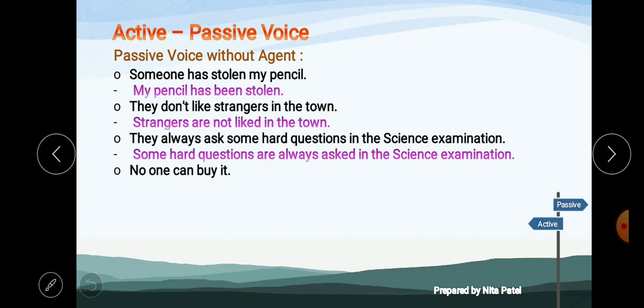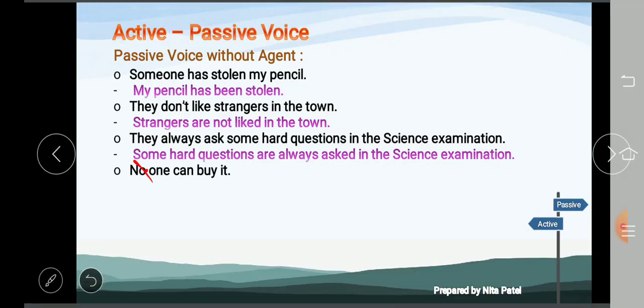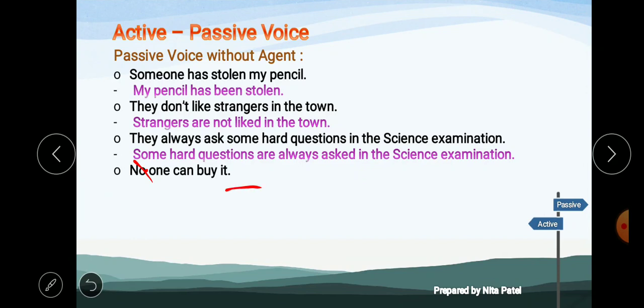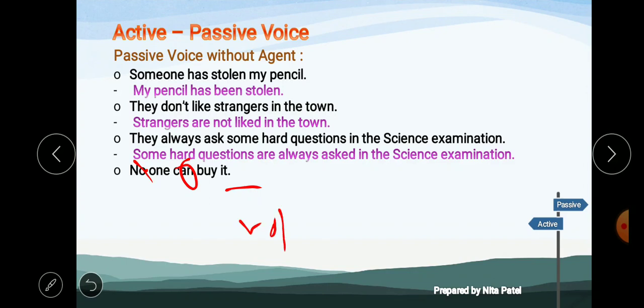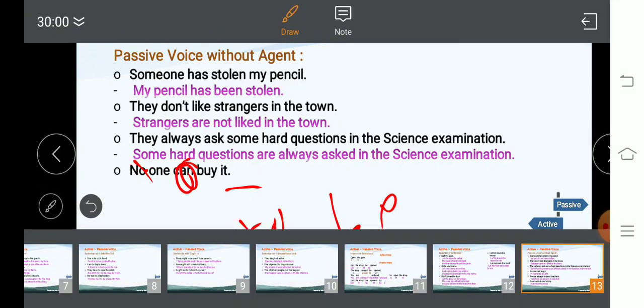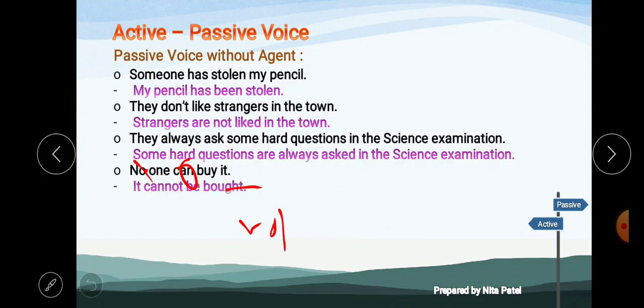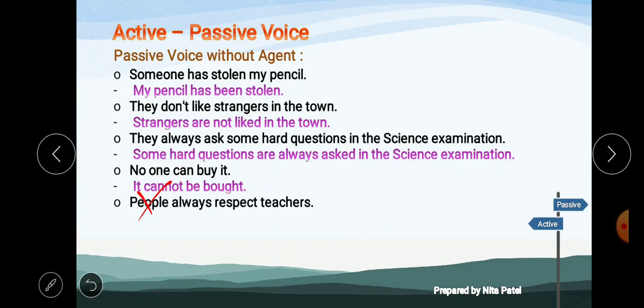Next, no one can buy it. We don't require no one. Can is there, negative is there, so we have to put negative formation. So it cannot be bought. Can is there, so to be form is be. It cannot be bought. People always respect teachers. We don't need this subject. So teachers, simple present, are. Teachers are always respected.